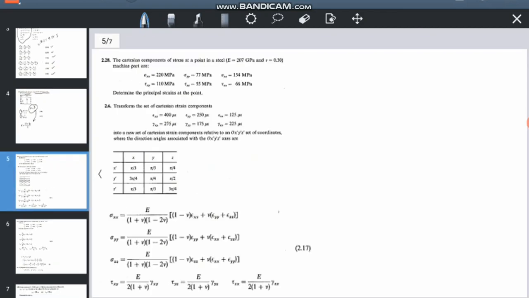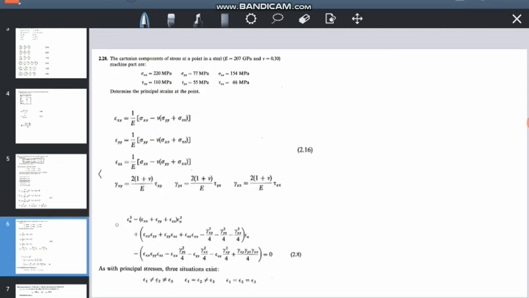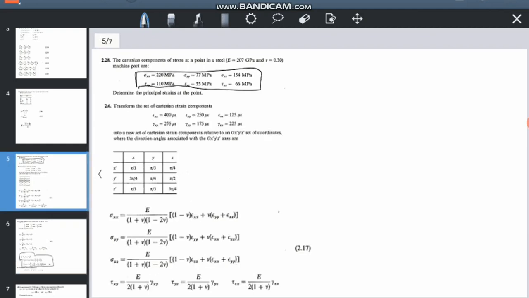You have the strain Cartesian components. Determine the principal strains at the point, and transform the new set. So there are two questions. The Cartesian components of stress in a steel machine part are this. Determine the principal strains. So in order to find out the principal strains, the formula of principal strain is given. Wait a second. So this formula is given for principal strain.